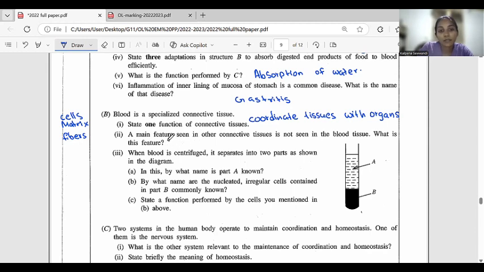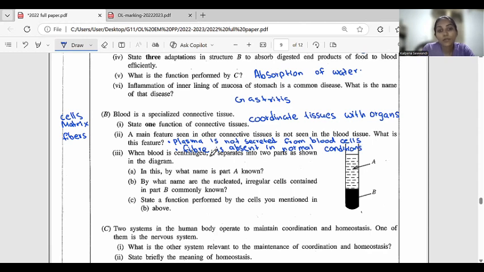So we can write: plasma is not secreted from blood cells. Another one, fiber is absent in normal conditions.